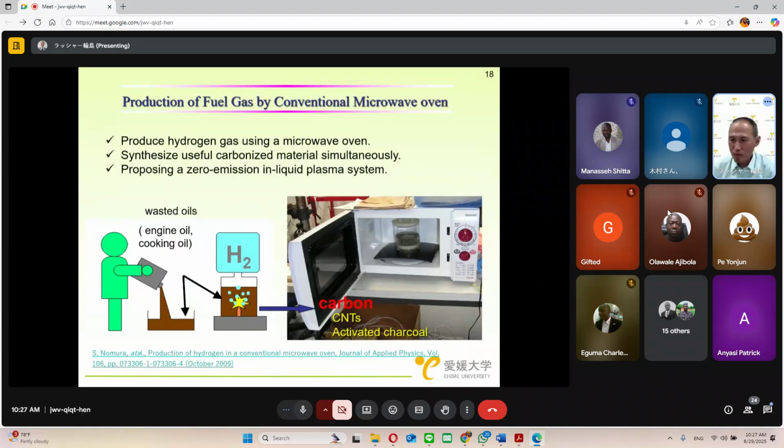So we continue to make improvements to this technology. If some useful material can be synthesized at the same time as the hydrogen, and the hydrogen can be treated as a byproduct, then the hydrogen is like a bonus. There is no need to consider the energy required for the hydrogen generation.